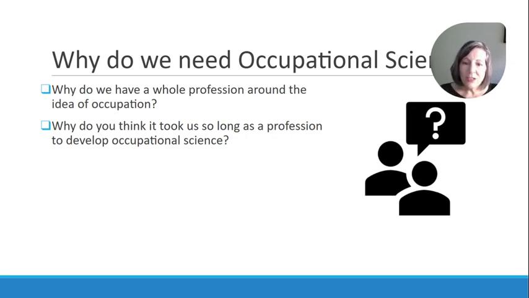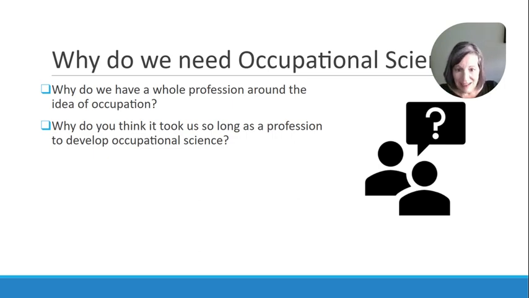So why do you think it took us so long, like more than 50 years as a profession, for us to develop occupational science? We started in 1917, and it really wasn't until the 1950s that we started to see case study evidence. And it really wasn't until the 70s or 80s that we began to see empirical research studies taking place in occupational therapy and this idea of occupational science developing. So take a minute and think about that, and then I'll give you my take on it.